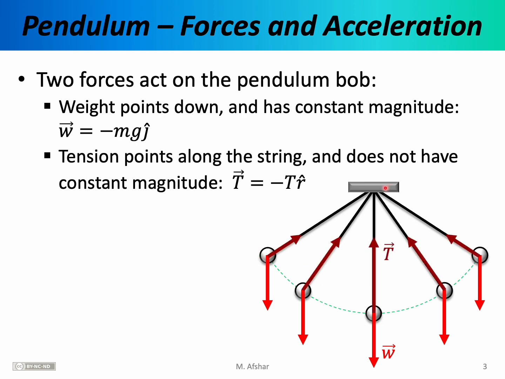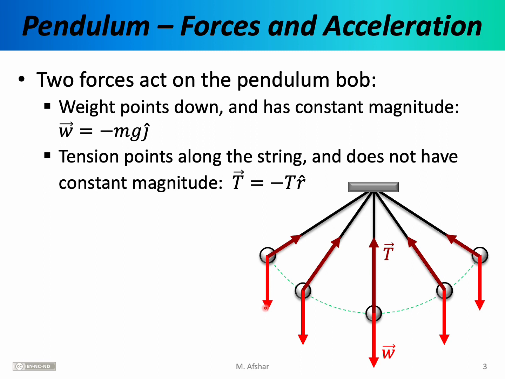Tension always points towards the center of the circle along the string, and its magnitude changes. Although it is not obvious, the magnitude of tension is greatest when the pendulum is at its lowest point, and tension is the least when the pendulum is at its highest points. The sum of these two forces determines the behavior of the pendulum.